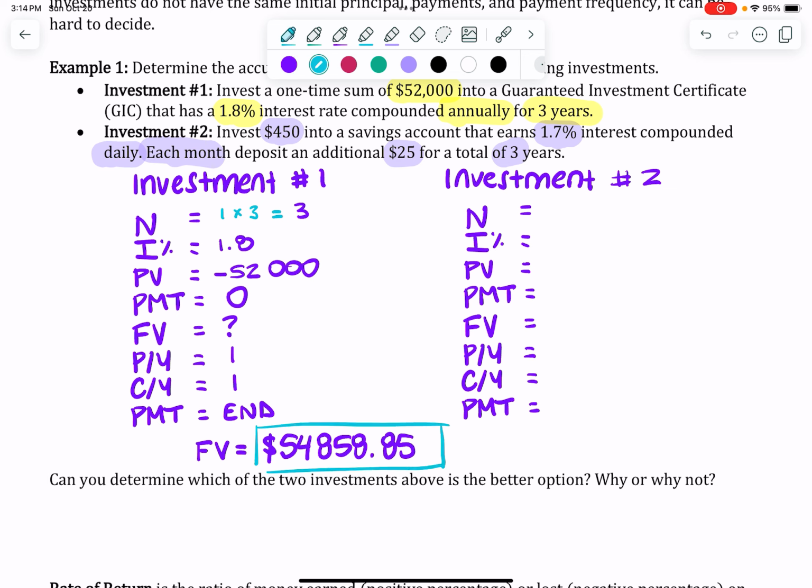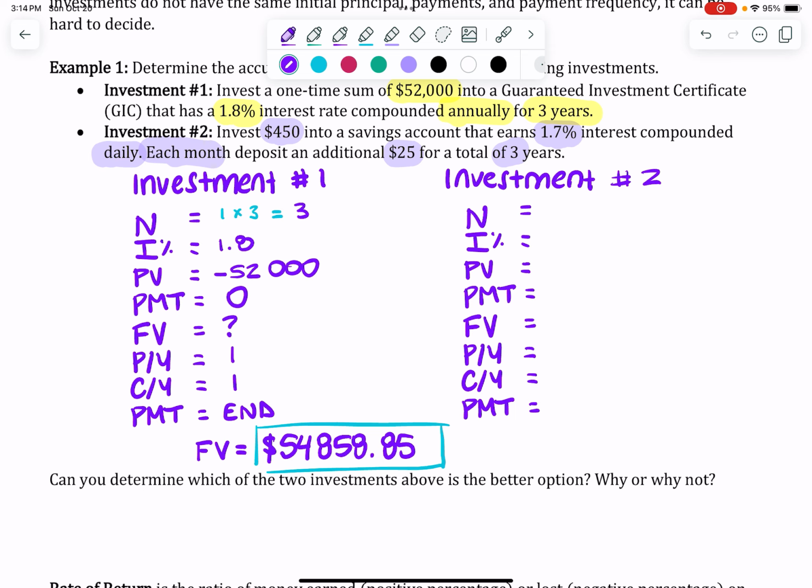Okay, investment 2 is going to be a little bit different. You'll notice that as I was reading the question, I highlighted much more in investment 2 than investment 1 because there's a little extra stuff that's going on, something that we haven't actually quite encountered, but something that you may be able to figure out. So I just wanted to see if you could.